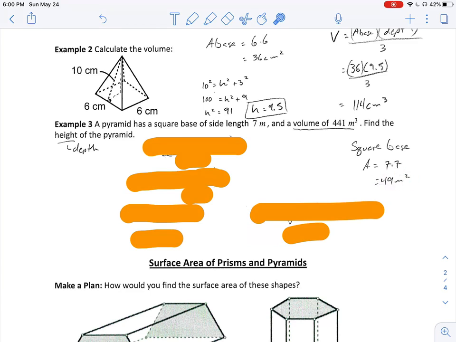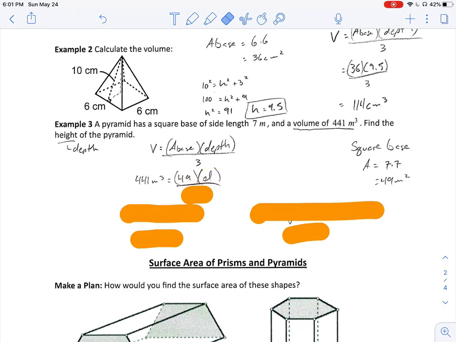So now we have the area of the base. We can go ahead and start figuring out some other things. So area of base times depth divided by 3 is equal to the volume. Now, remember, we don't have the depth. We have the volume, though. So we go ahead and plug in what we do know. We have 441 is equal to 49 times d divided by 3.